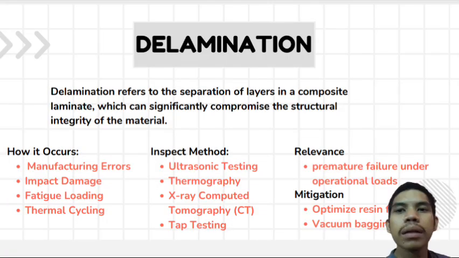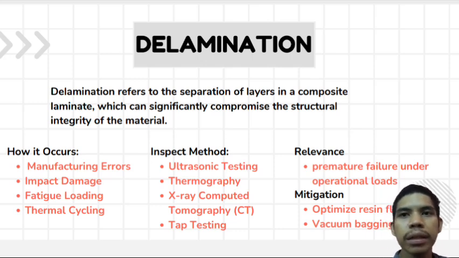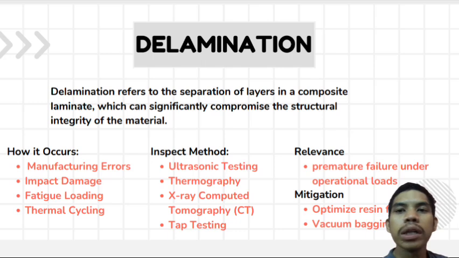Firstly is delamination. What is delamination? Delamination refers to the separation of layers in a composite laminate, which can significantly compromise the structural integrity of the material. How does it occur? Firstly is the manufacturing error. Improper processes such as uneven heating or insufficient pressure can cause poor bonding between layers, and contamination between layers.